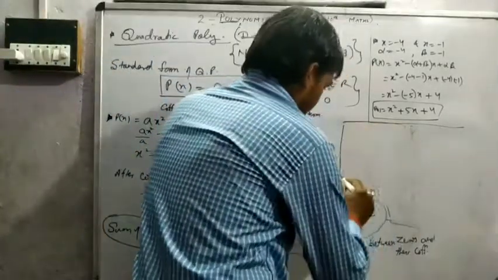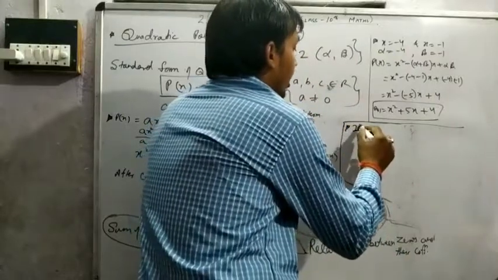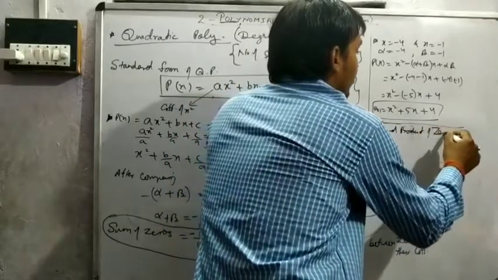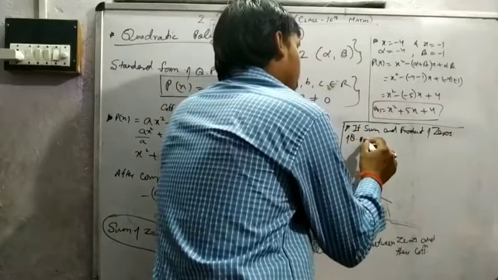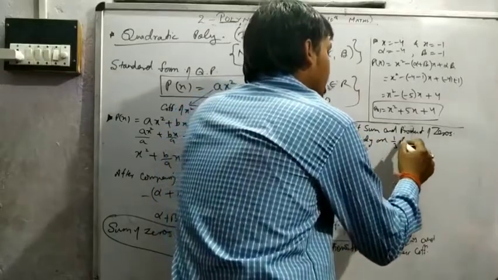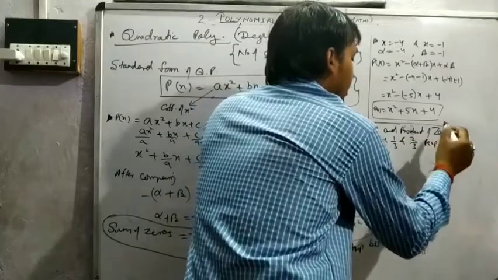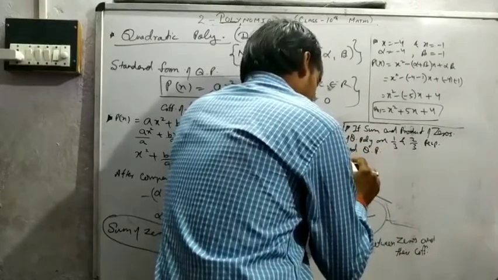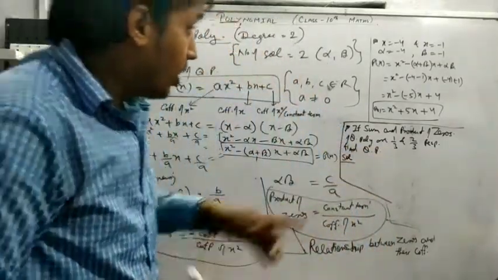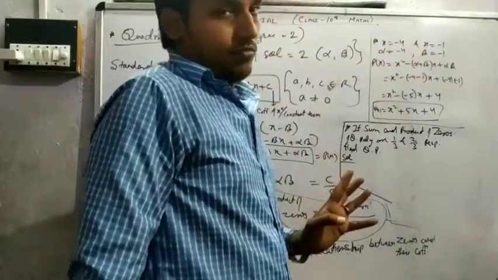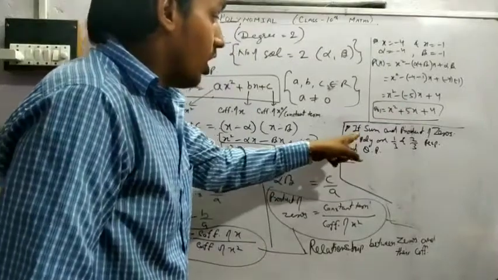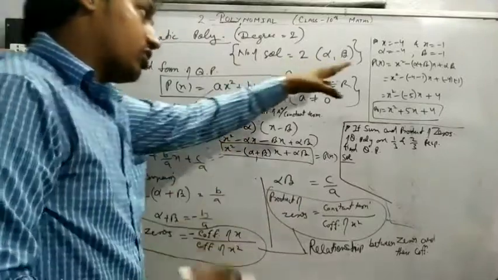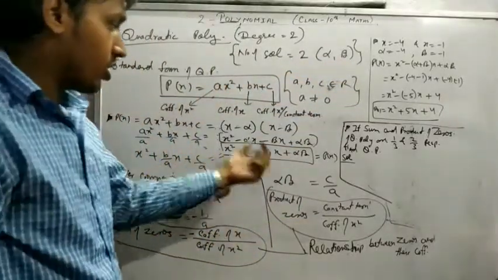Suppose the question given is: if the sum and product of zeros of a quadratic polynomial are 1 by 3 and 2 by 3 respectively, find the quadratic polynomial. In the earlier question the zeros were given and we had to find the polynomial, and in this question the sum and product are given. Both questions are solved by using this formula, the relationship between zeros and the coefficients.